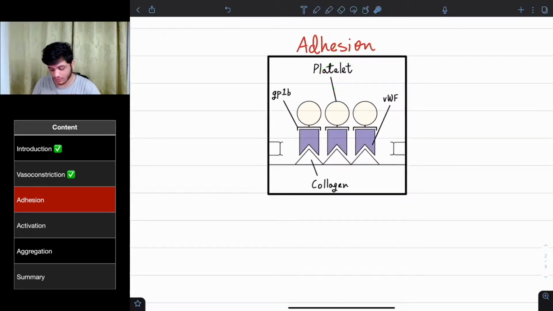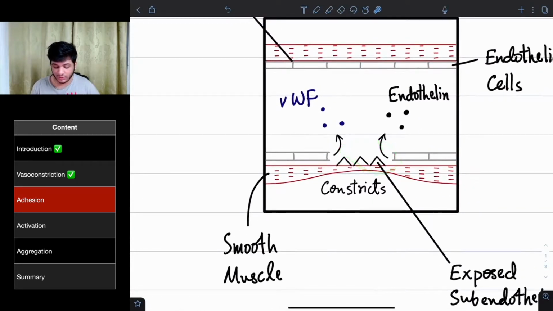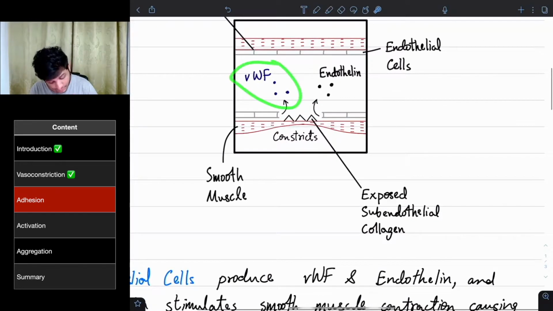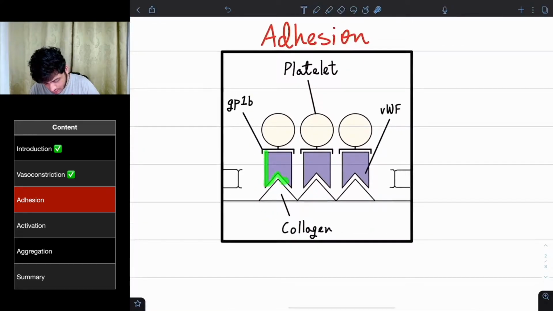So VWF, or von Willebrand factor, is produced from those damaged endothelial cells. Remember, damaged endothelial cells produce endothelin, which is for vasoconstriction, and von Willebrand factor. So that von Willebrand factor binds to the exposed collagen, as we saw here. Whenever there's damage to the blood vessel, there would be exposed subendothelial collagen. So that produced von Willebrand factor would bind to the exposed collagen. You could see this is the von Willebrand factor. It binds to the exposed collagen, and this mediates adhesion to the platelets.